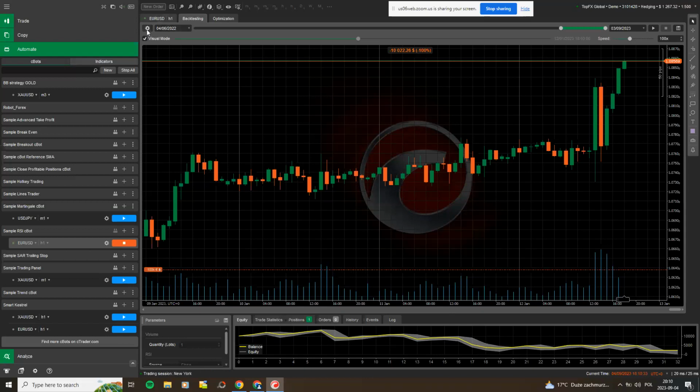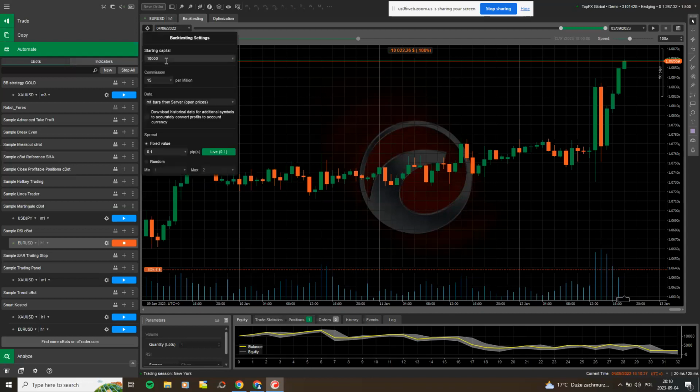Let's play first with the parameters we can change before we do the optimization. Let's increase our starting capital to 25,000. No, we don't download any data. Let's fix the spread at one pip, and then let's see what will happen.